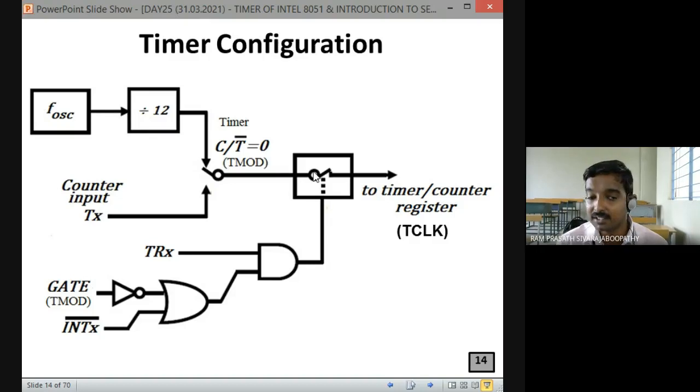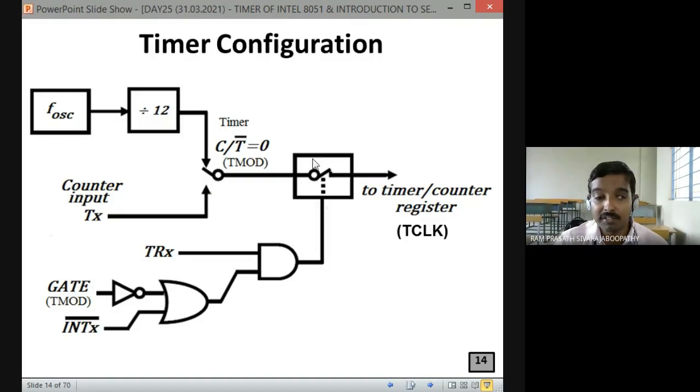Correct? Is it correct or not? The diagram paathe neenga purinjikkum. Fine. If C/T bar equal to 0, counter input depend panni irukkaadhu. Edhai depend panni irukku? Internally generated pulse depend panni irukku. That's why it is functioning as timer now.